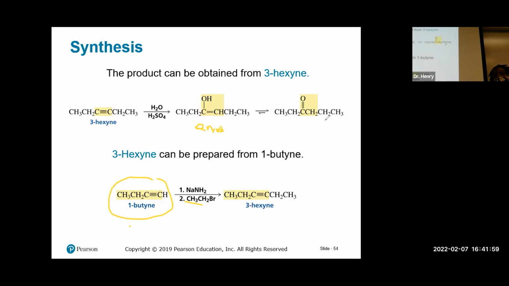Okay? So that's the process of using 3 different reactions. The very first one causes the acetylide to form. The second one causes the alkylation. And then the third one causes the hydroxide or the enol to form. And then tautomerization causes the ketone. 3-stepper. Okay.